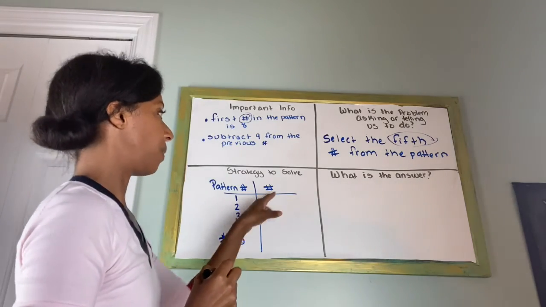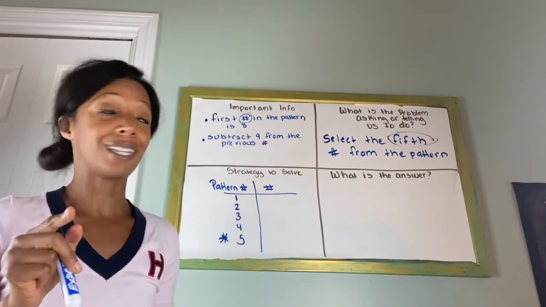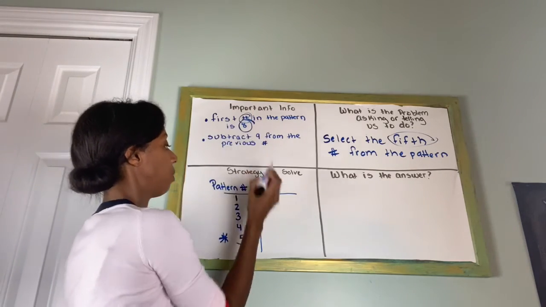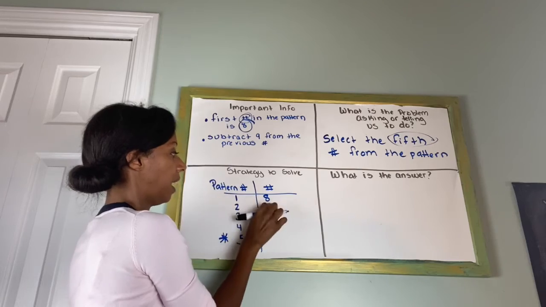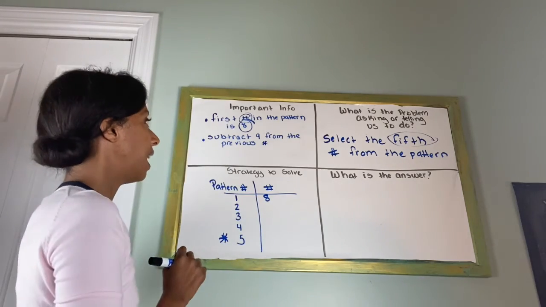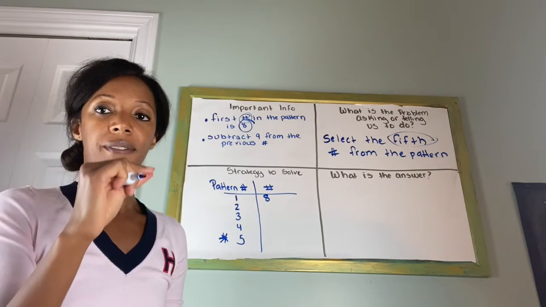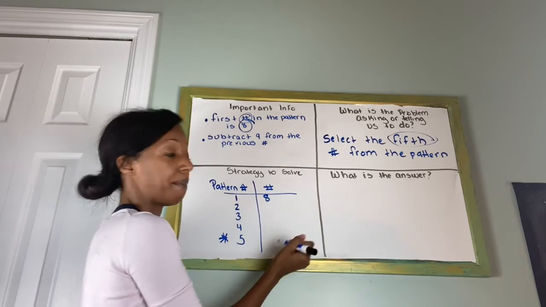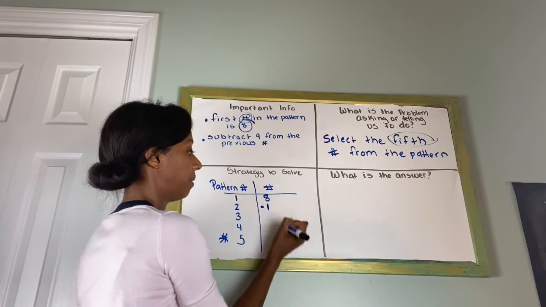Next, I am going to figure out the numbers. So I know one clue that I was given is that the first number in the pattern is 8. So I'm going to start off with 8. First pattern, 8. Now I'm going to start to subtract 9 from each previous number. So here we have 8. If I want to take 8 minus 9, well, that's going to give me -1.